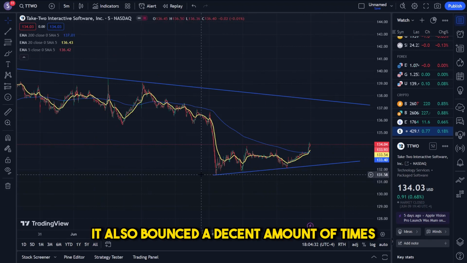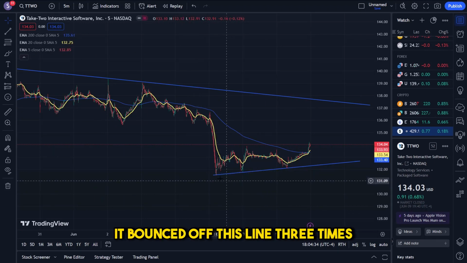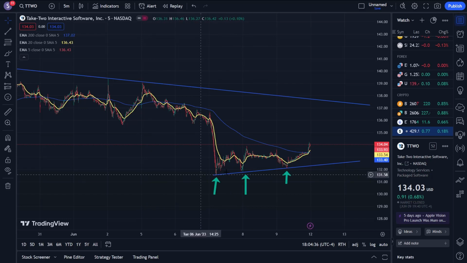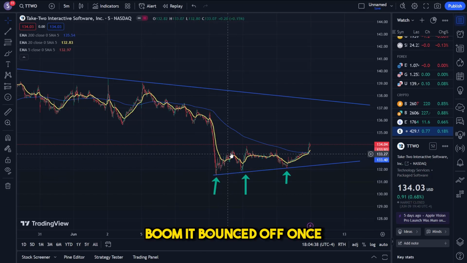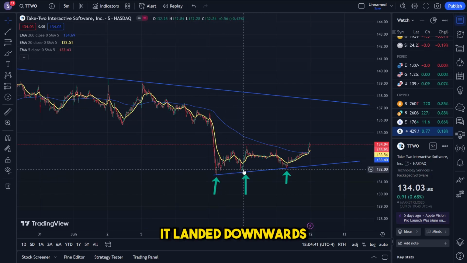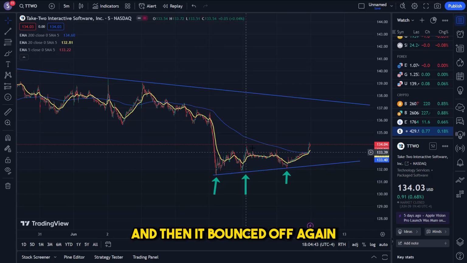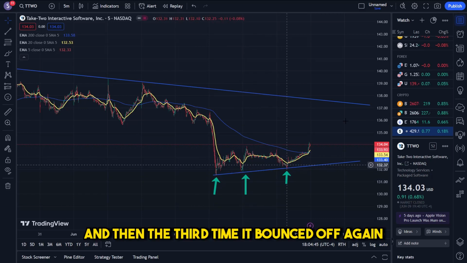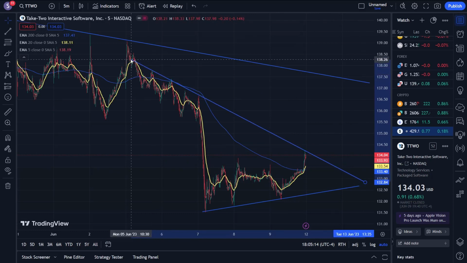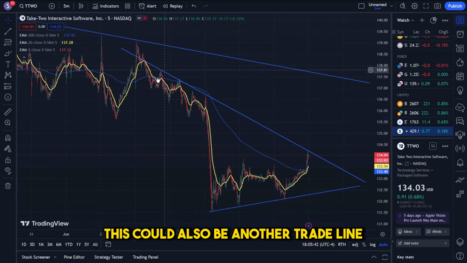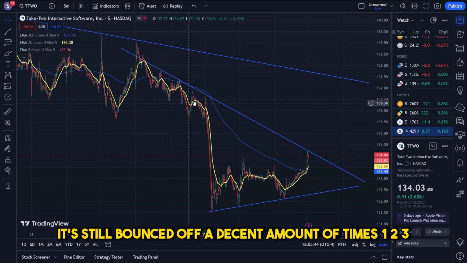It also bounced a decent amount of times. It bounced off this line 3 times. As you can see, boom, it bounced off once. It landed downwards. And then it bounced off again. And then a third time, it bounced off again. This could also be another trend line. It still bounced off a decent amount of times, 1, 2, 3.